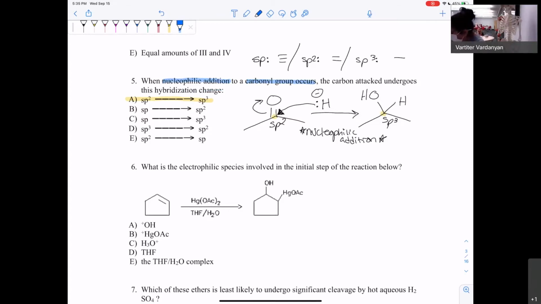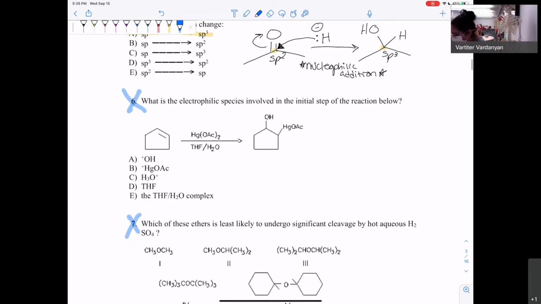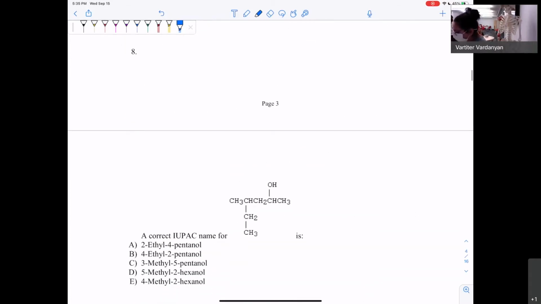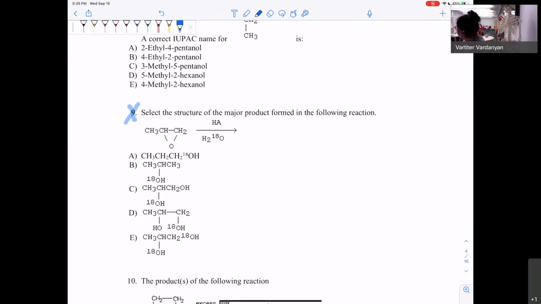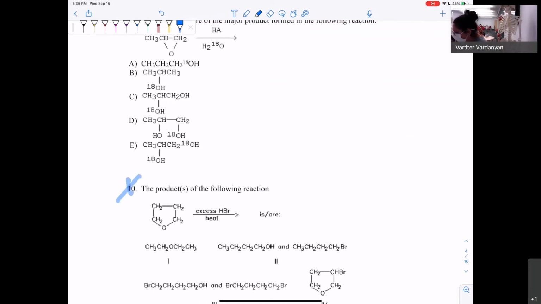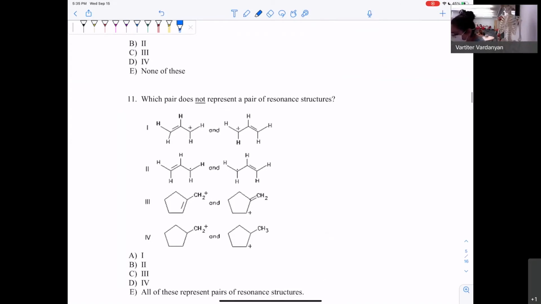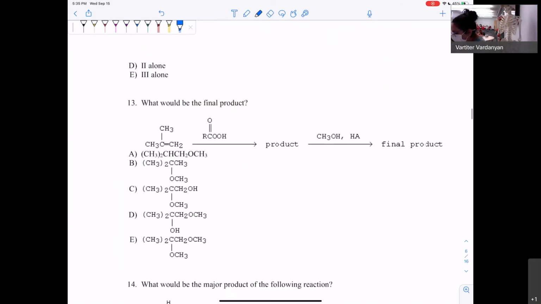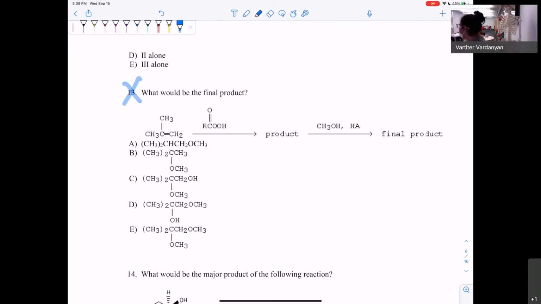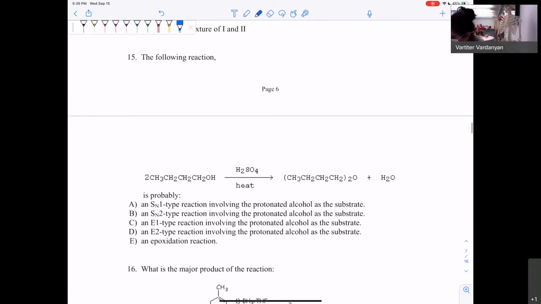Okay. So I'm just going to really quickly, while we're going through it, tell you which ones not to worry about. So number 6, don't worry about it. Number 7, don't worry about it. This one do. This one, don't worry about it. 10, don't worry about it. Don't worry about 6, 7, 9. 11 is fine. 12 is fine. 13, get rid of it. 14 is fine. Get rid of 15.